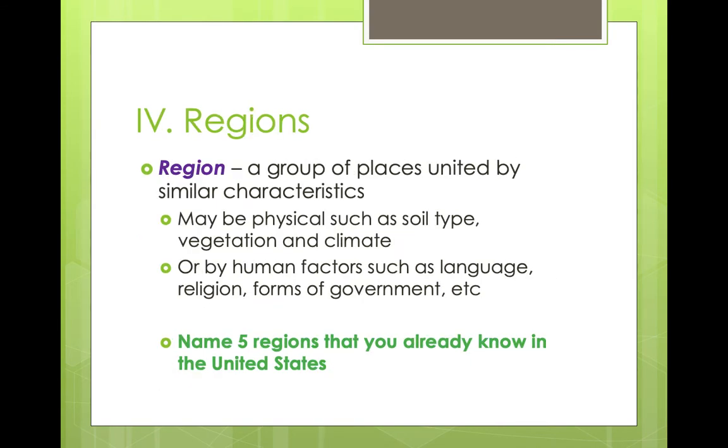A region, however, is a group of places. So if we take several places and unite them because they have a similar characteristic, it may be a physical characteristic like the vegetation or the climate. So we live in the Midwest because of our climate, right? We don't have the same weather as they have in the northern United States or southern, east, or west. We're right there in the middle, so we get a little bit of everything.